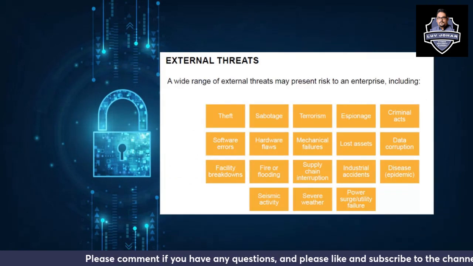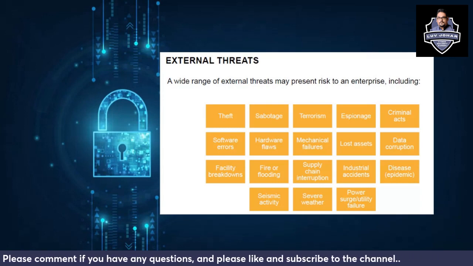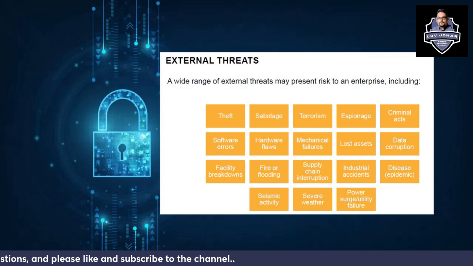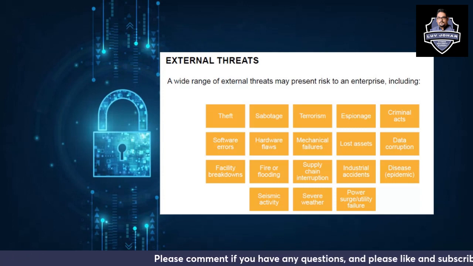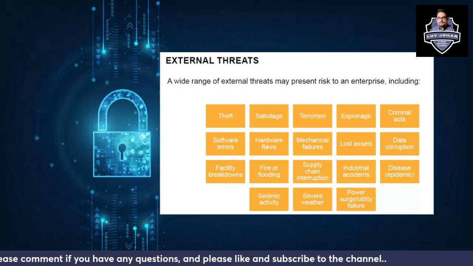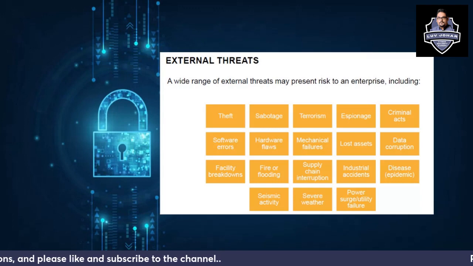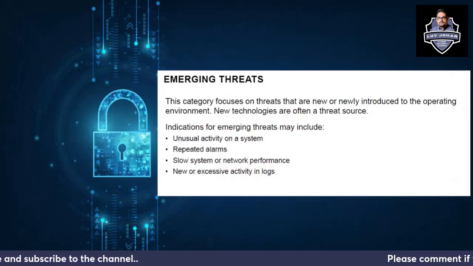Now coming to external threats, what are the external threats? External threats could be anything like theft, espionage, software errors, hardware flaws, supply chain errors, data corruption, any sort of severe weather. These are all considered external threats. As you can see, there's a huge variety of them. So again, be cautious of them, and of what the impact would be if these actually materialize.